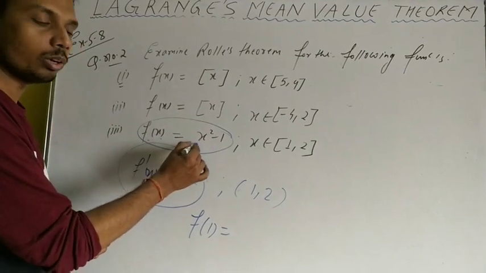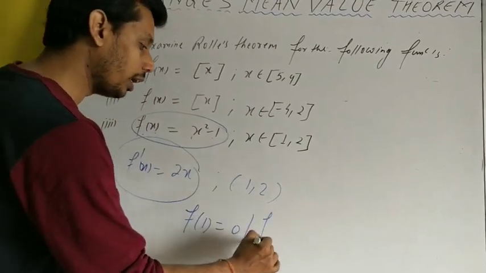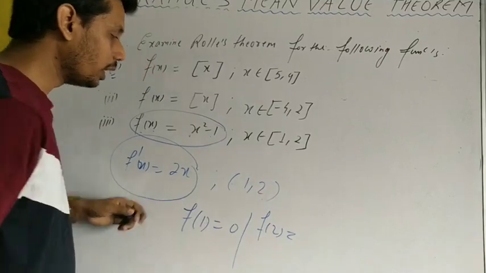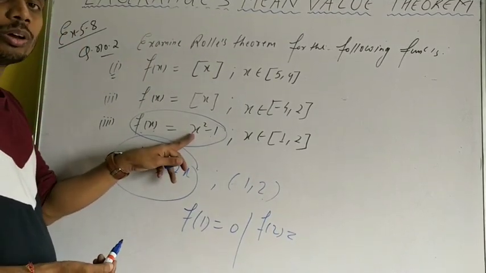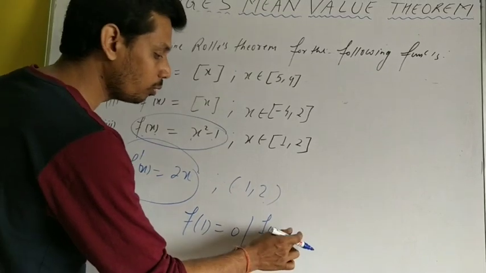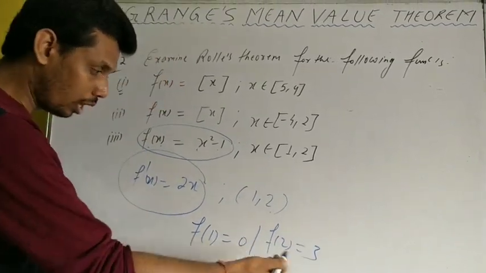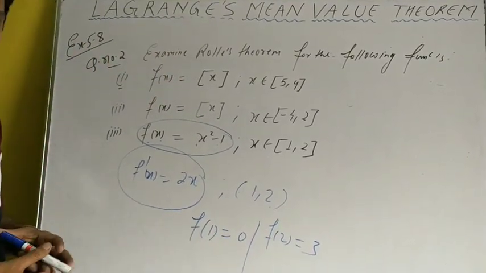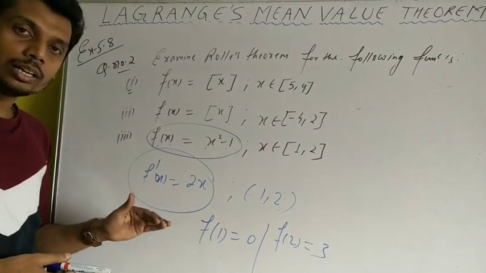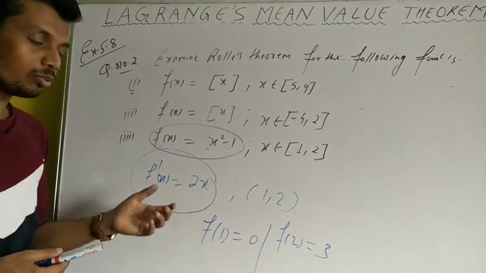1 square means 1, 1 minus 1 is 0. And f of 2, that is f of b: if we replace this x by 2, 2 square will be equal to 4, and 4 minus 1 will be equal to 3.